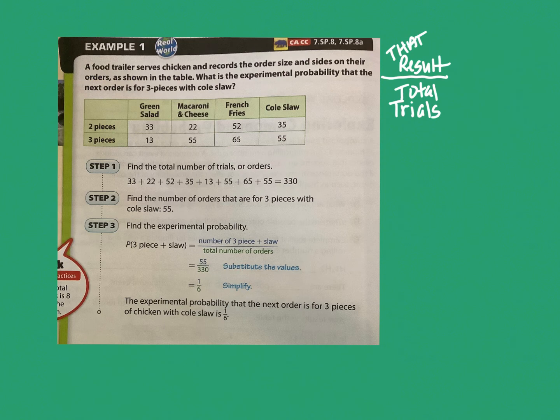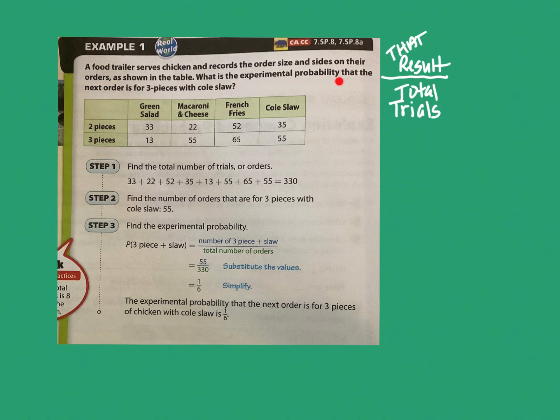So how do I calculate experimental probability of compound events? Well, we're just still doing the division. That result, whatever you got in your experiment, gets divided by the total amount of trials you did in your experiment. So we have a food trailer that serves chicken and records the order size, either 2-piece or 3-piece, and what sides they got on their order as shown in the table.